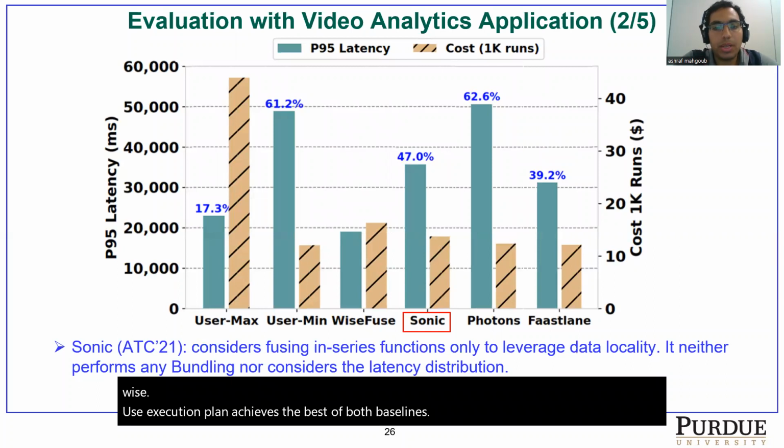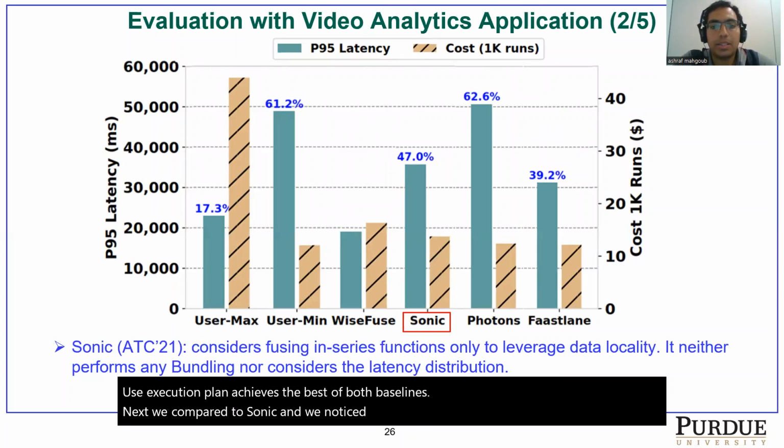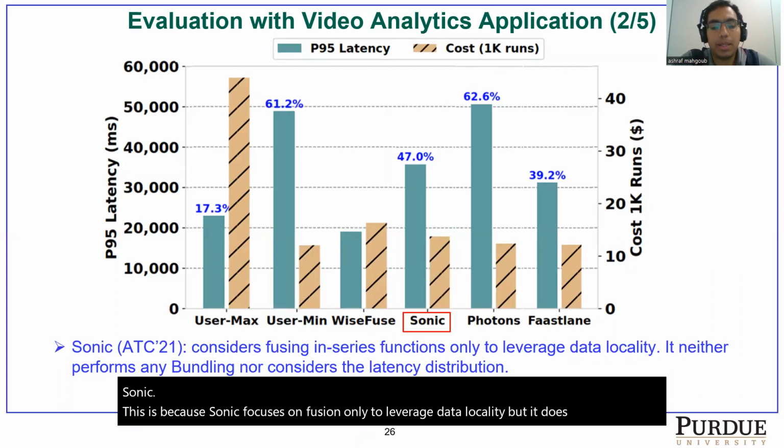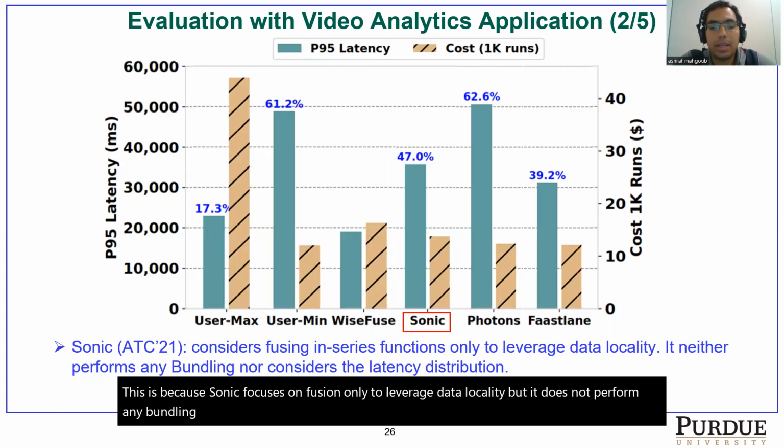Next, we compare to Sonic, and we notice that WISEFUSE achieves 47% lower latency than Sonic. This is because Sonic focuses on fusion only to leverage data locality, but it does not perform any bundling, and it does not take the latency distribution into consideration.